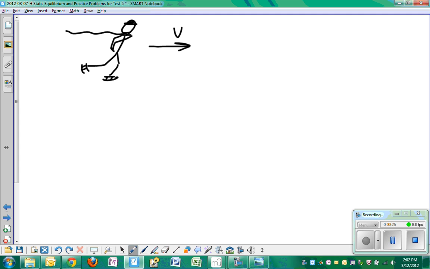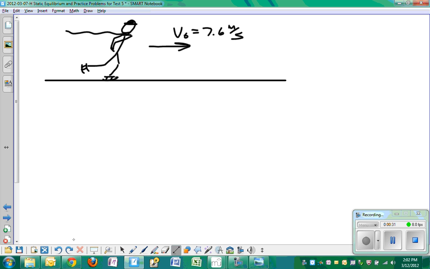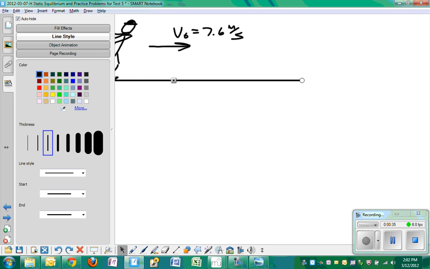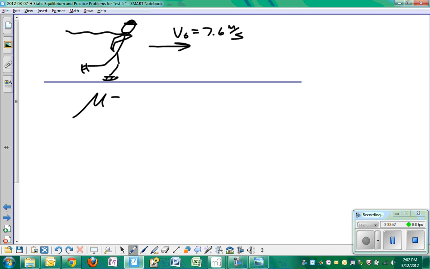Got an initial velocity of 7.6 meters per second. Here's our frictionless ice. You can tell that's frictionless because it's blue. All right, frictionless ice. And then the question is, air resistance is negligible, so we don't have to worry about any resistive forces other than friction. Coefficient of kinetic friction is, mu is, it's not frictionless ice. Mu is equal to 0.100.